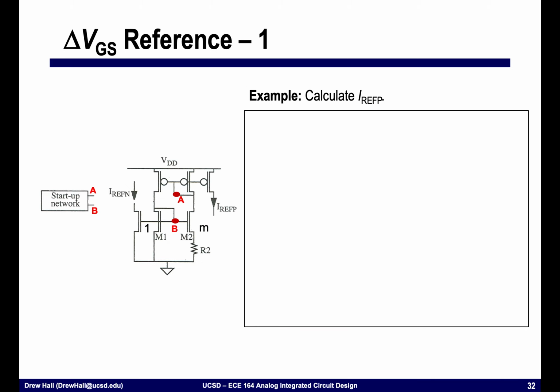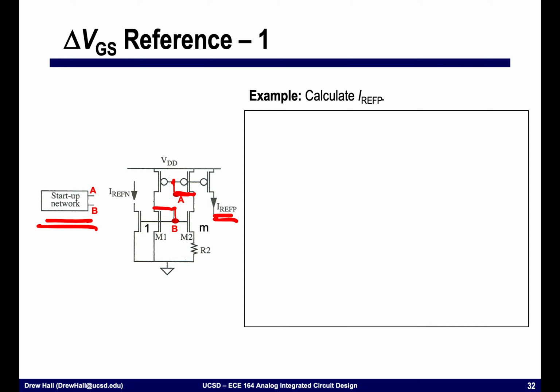All right, so let's look at another reference circuit. Instead of a VT, this is what's known as a delta VGS reference. Okay, and so what we're going to do now is we're going to calculate this current IREF P. Very quickly, what's going on here is that we have transistor M1 diode connected. This transistor up here is diode connected as well, and so we're getting this kind of recycling of the current as we did in the previous example. And there's a startup circuit that's not shown here that does something with these two nodes A and B.